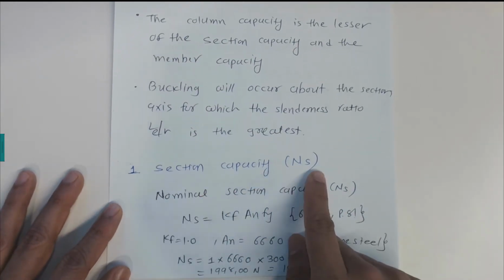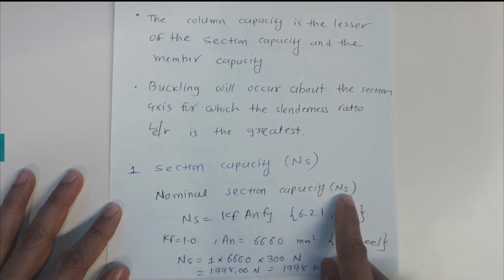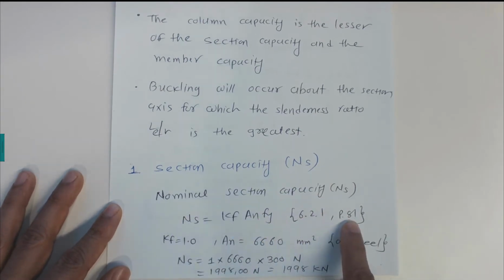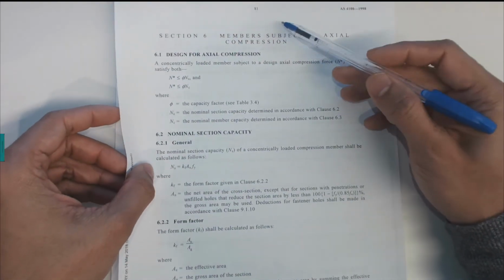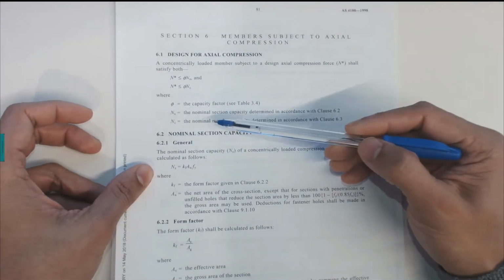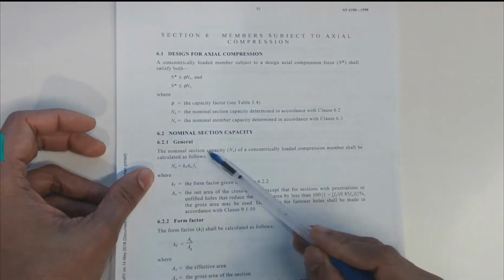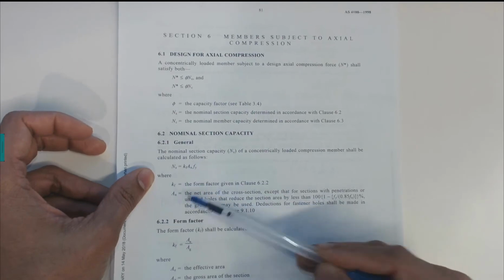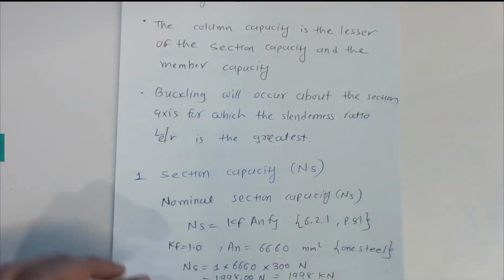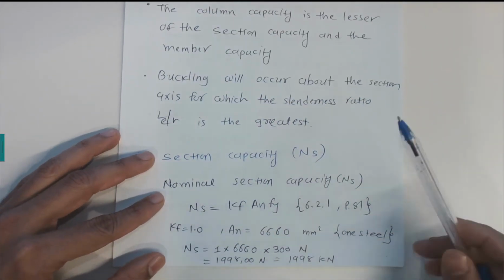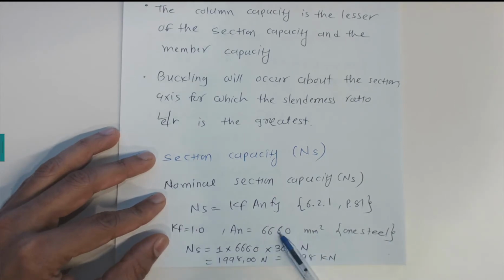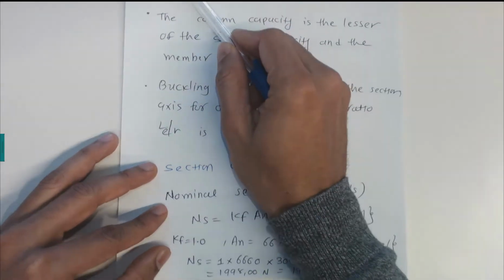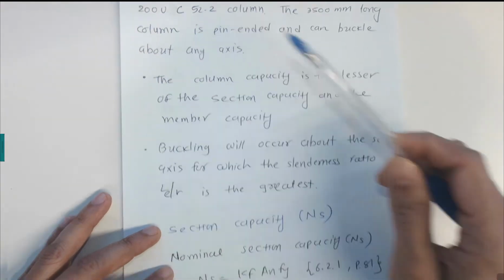Now the section capacity, Ns. The nominal section capacity is given on page number 81, in clause 6.2.1. The nominal section capacity Ns can be found from kf, An and fy. The notations are given here. Kf is the form factor, and An is the area, which can be found from the OneSteel tables for 200 UC 52.2.